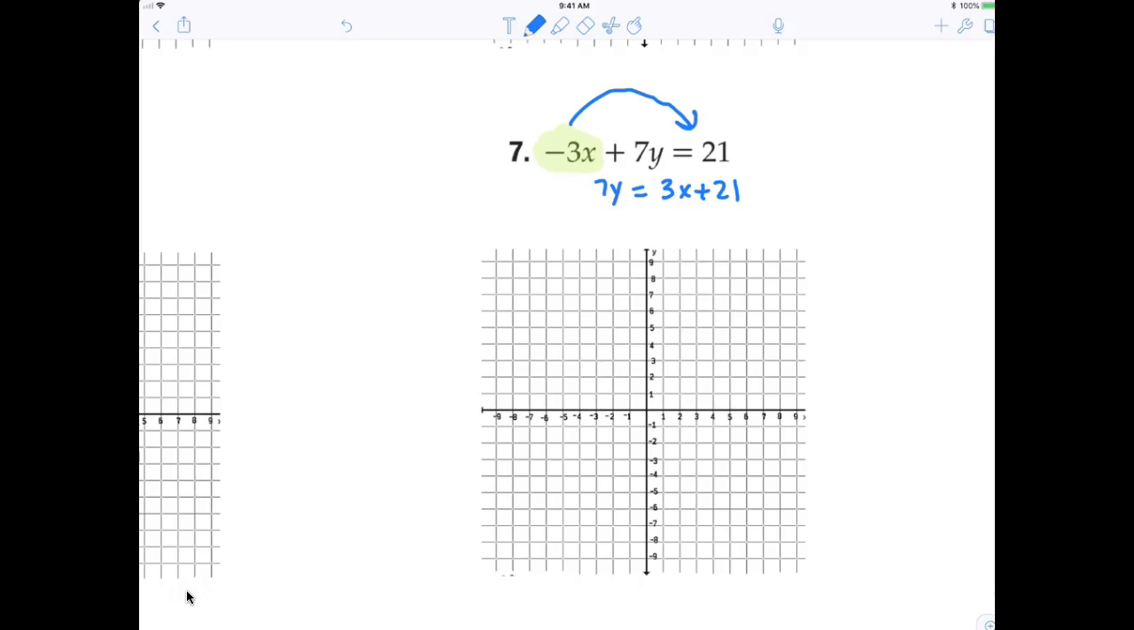Now I have an issue. What else is the other issue? Yes. How do I undo that? How is it attached to the y? Is it adding? So now watch what I want you to do. I want you to say divide by 7, divide by 7, divide by 7. Everything must be divided by 7.